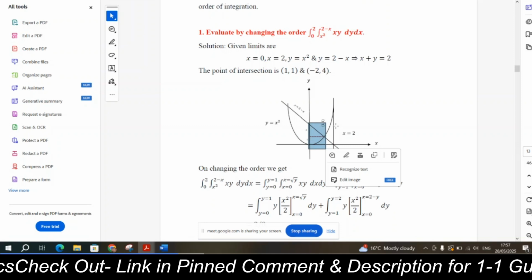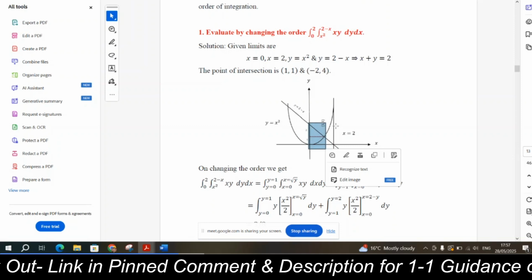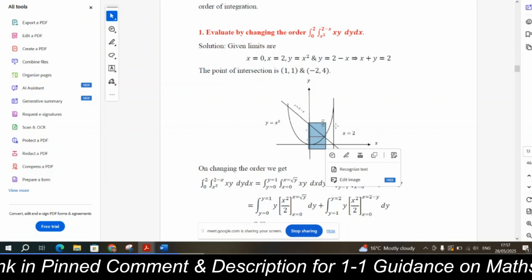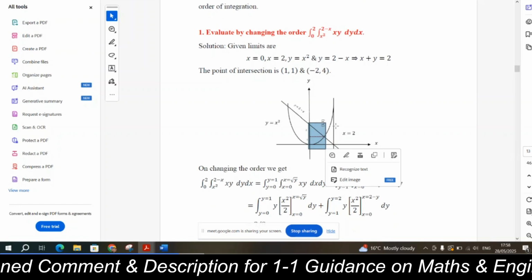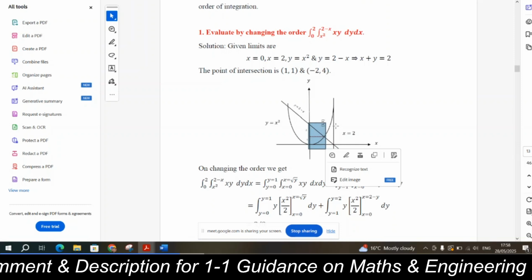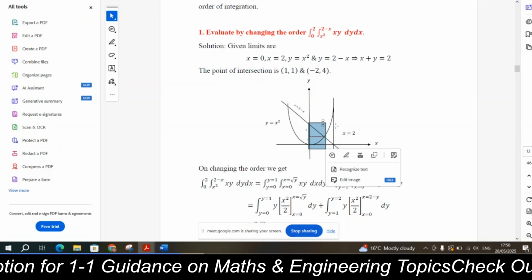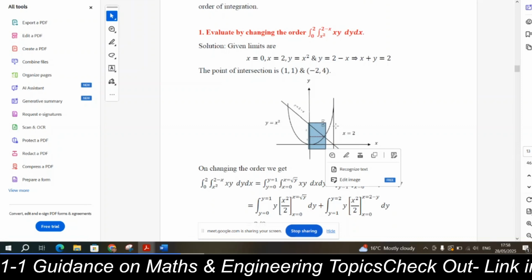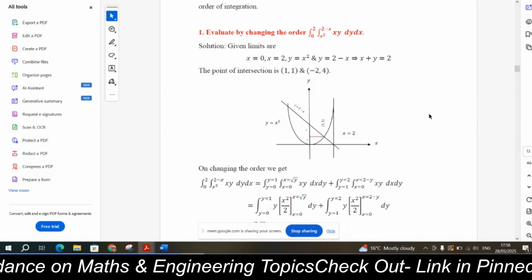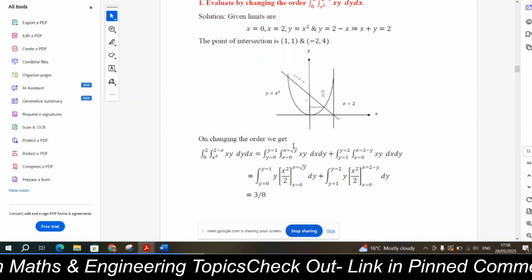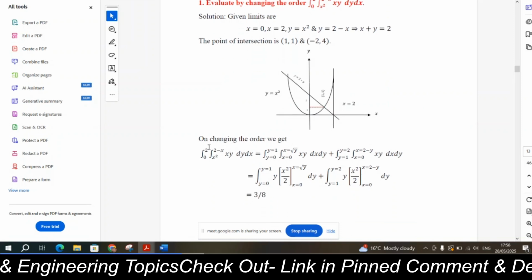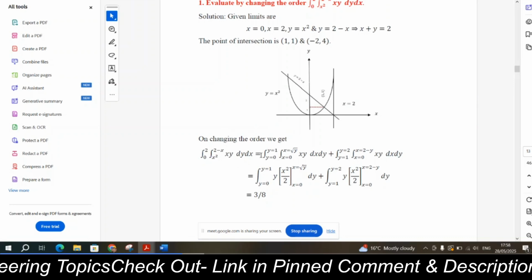Even though you have this particular line, x equal to 2, your curve actually does not go beyond this. That's what I understand from this figure. X equal to 0, x equal to 2. But x equal to 2 does not come into the picture at all, right? With the intersection, you can only enclose it on one side. Okay, let's see how they have proceeded.